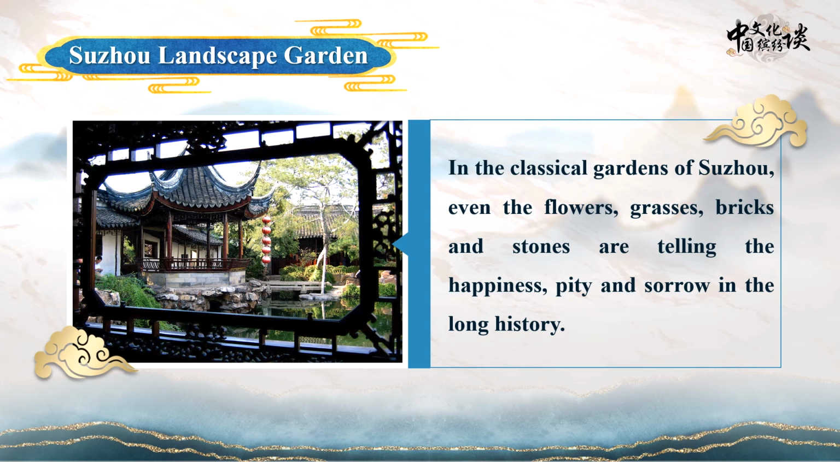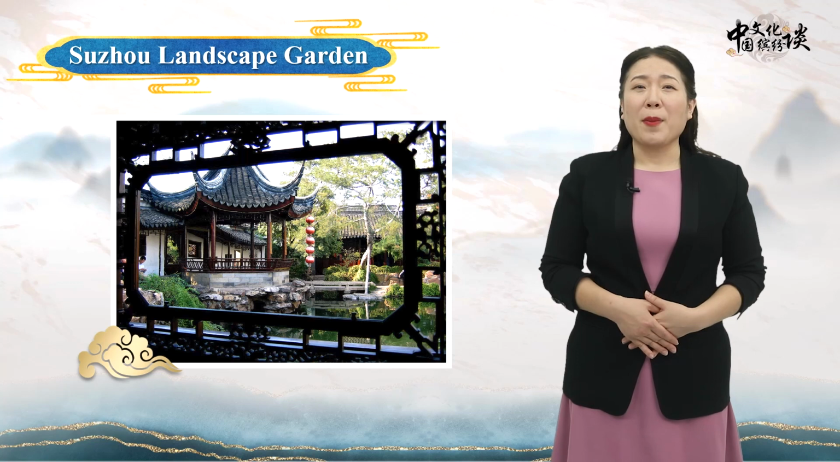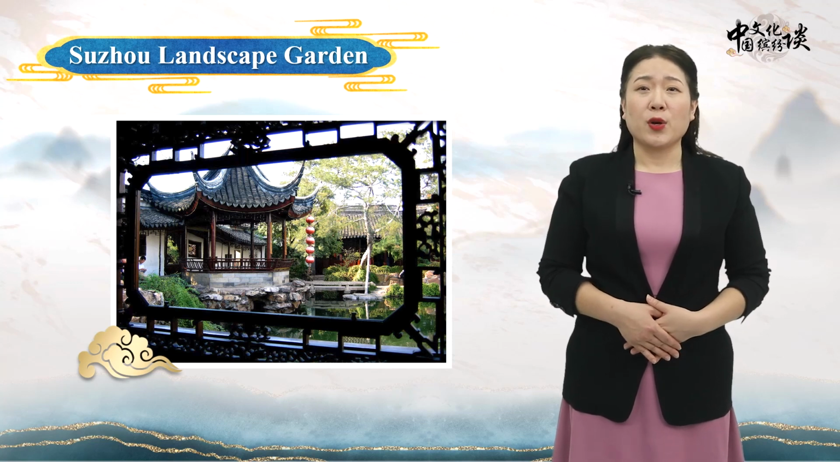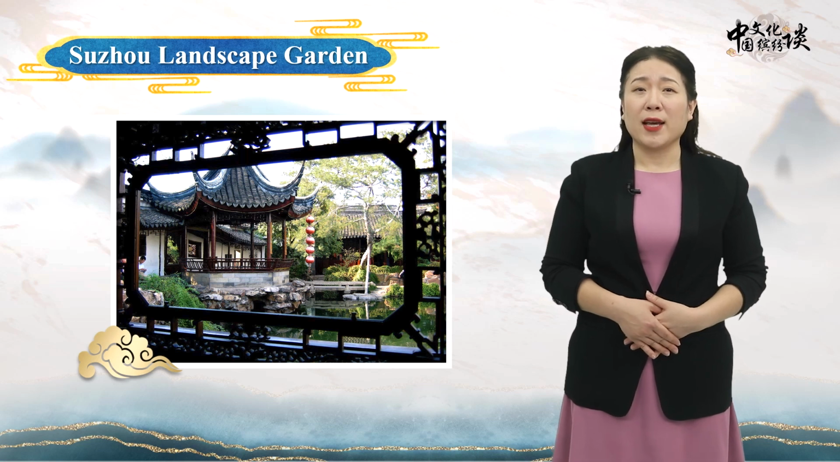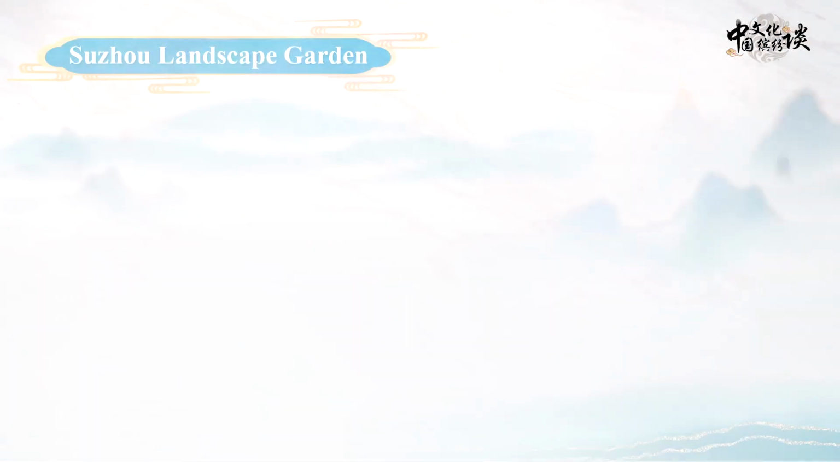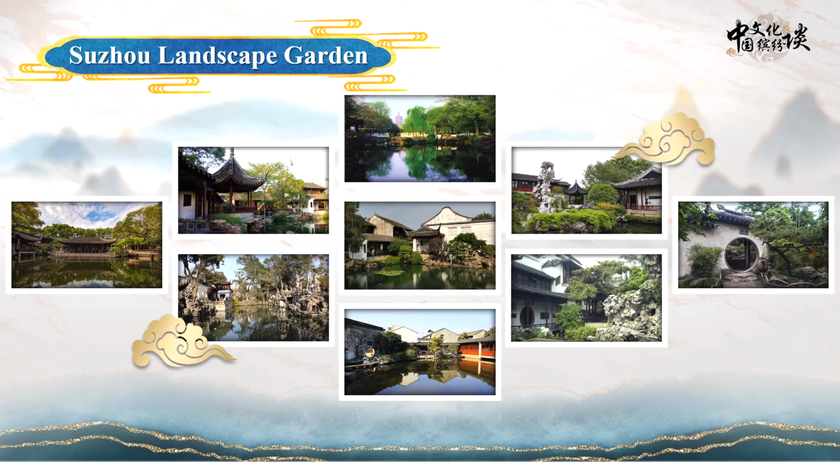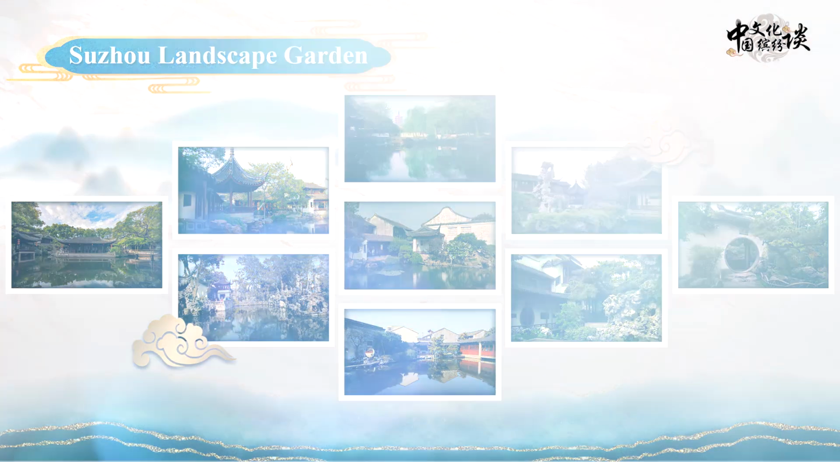in the long history. Being so remarkable, classic gardens of Suzhou are generally acknowledged as the great masterpieces in the world history of gardening, and 9 of them are listed in the UNESCO World Cultural Heritage, representing the most refined form of garden art in China and integrating Chinese architectural aesthetics with nature.